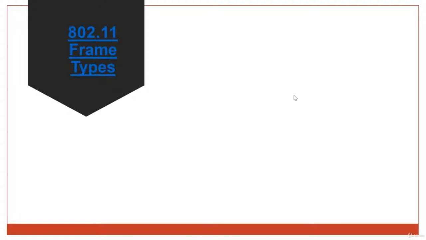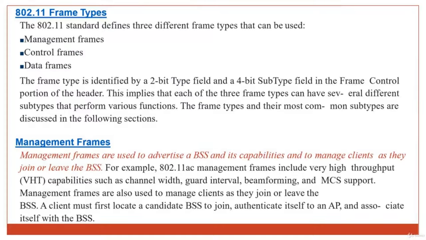Let us understand the 802.11 frame types. As we know, we have three different types of plane, normally in SD-WAN or in routers also. We have the control plane, and similarly for frames we have the management frame, control frame and data frame. Now what is the use of the management frame and why is it important? So let's try to understand all these options that we have.